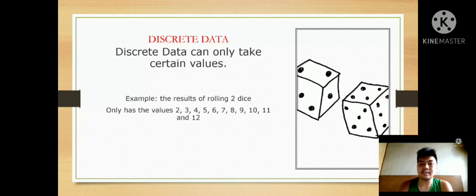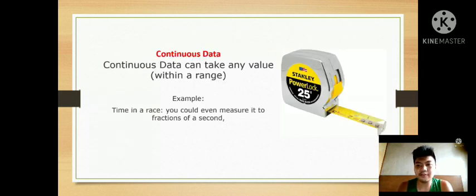What is the meaning of discrete? Discrete data can only take certain values. Example, the result of rolling 2 dice only has the values of 2, 3, 4, 5, 6, 7, 8, 9, 10, 11, and 12. Meaning of continuous data: continuous data can take any value within a range. Example, time in a race, you could even measure it to a fraction of a second.